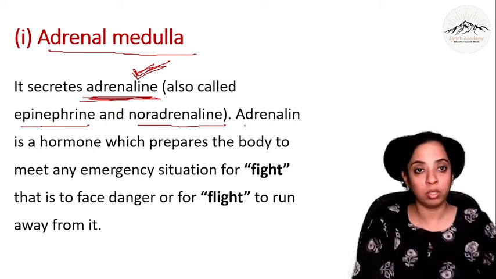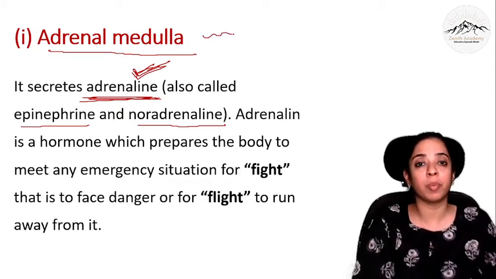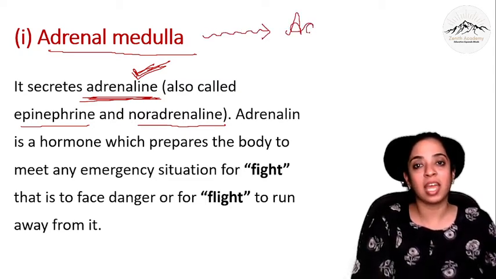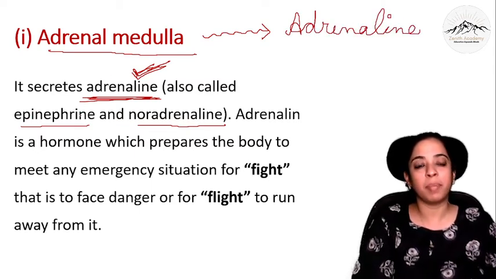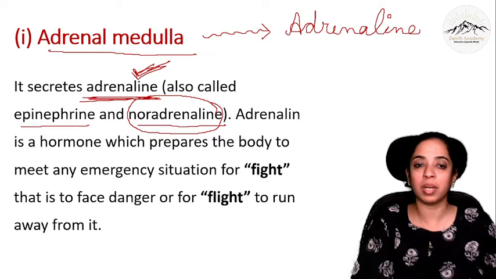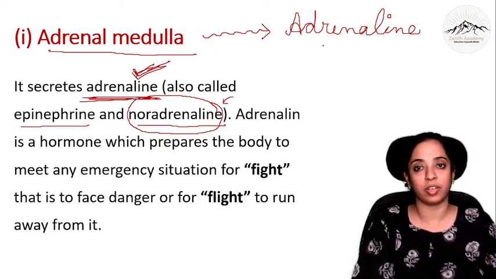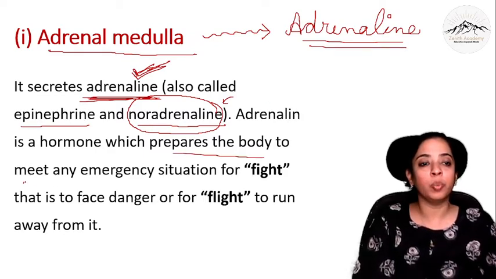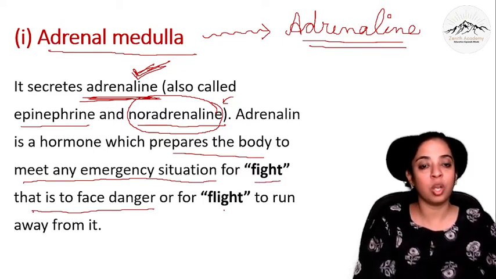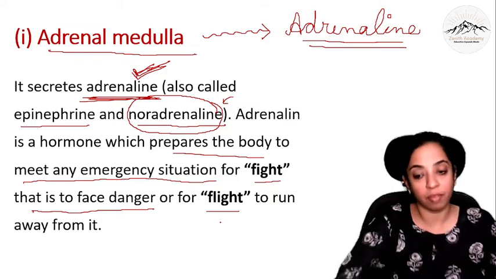Adrenaline is a hormone. First of all, you should remember what it secretes. It secretes adrenaline, which is also known as epinephrine. And noradrenaline is slightly different, but for you, you understand this is noradrenaline. So adrenaline, or epinephrine, is a hormone. And what does it do? It prepares the body to meet any emergency situation. For fight, that is to face the danger, or for flight, that is to run away from it.